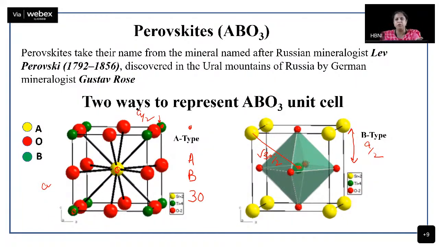Okay, so that is how we can arrive at B type unit cell starting from A type unit cell. So when I talk of defining my ABO3 structure by B type unit cell, I say I have B at the center, I have 6 oxygens at the face center, and I have A at the corners. If I try to define it by A type unit cell, I say I have A at the corner, B at the body center, and oxygens at the edge center.